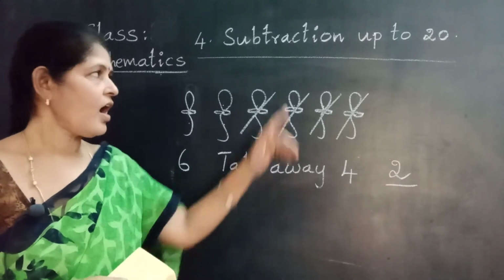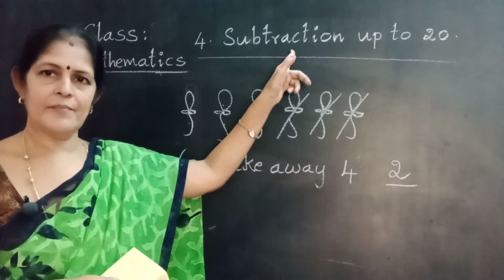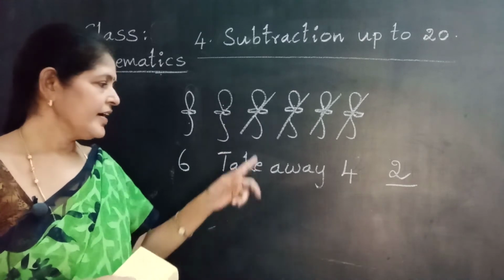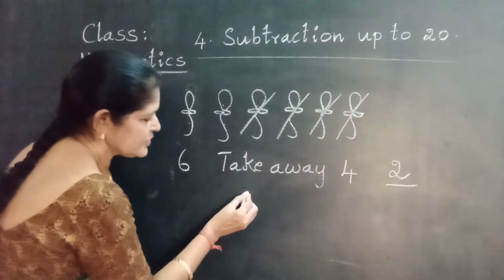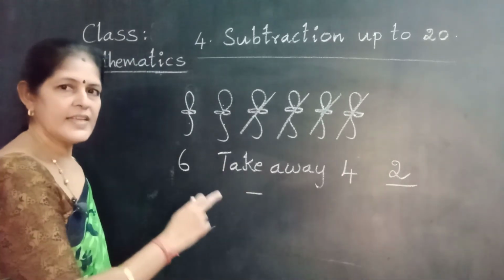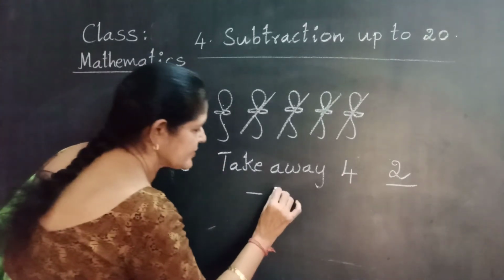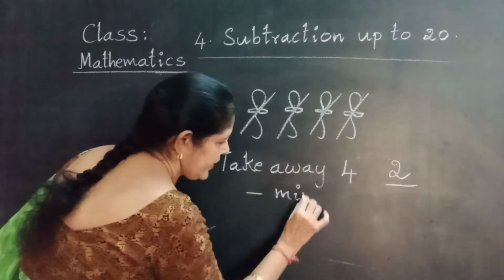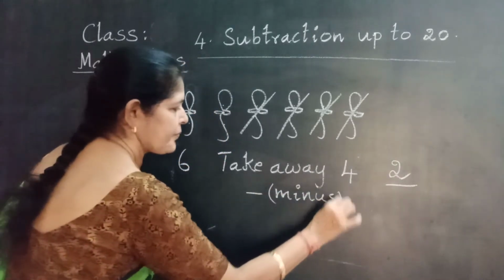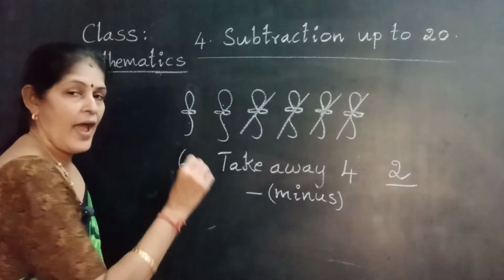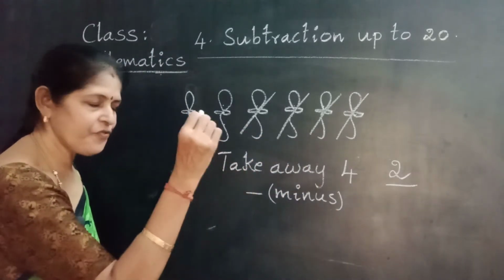This is called subtraction. Take away means minus. A small sleeping line. This is read as minus. M-I-N-U-S. This is the symbol for subtraction.